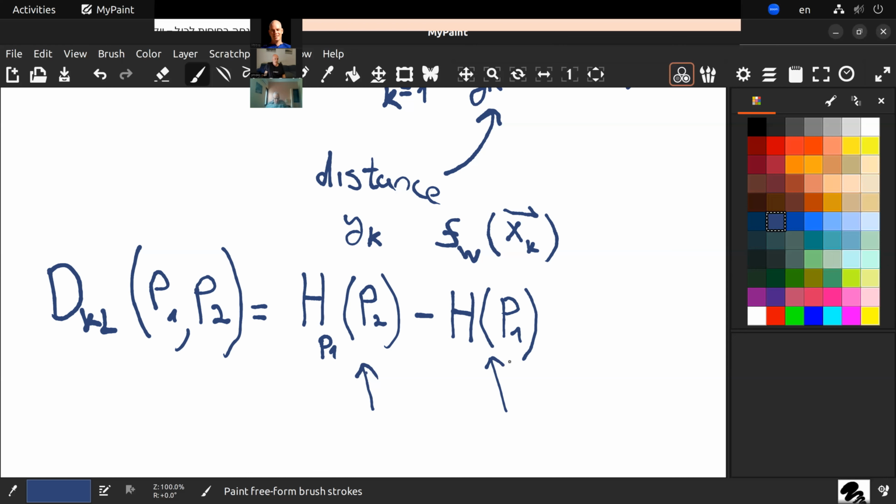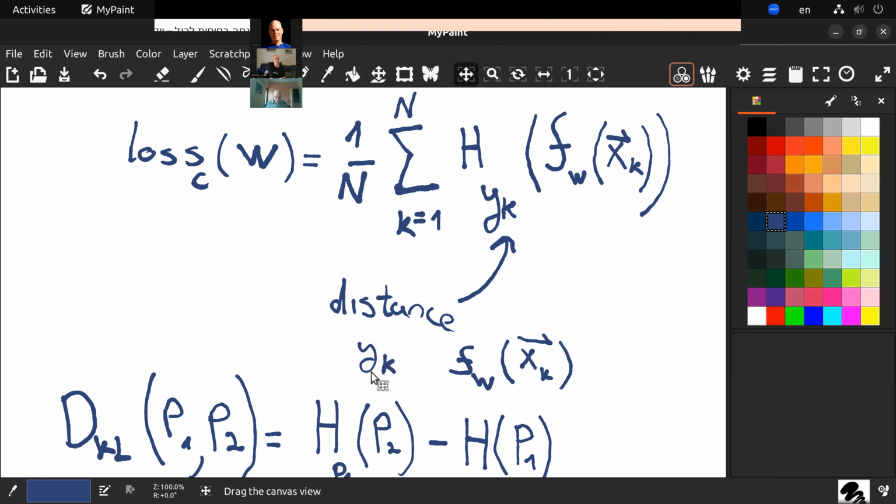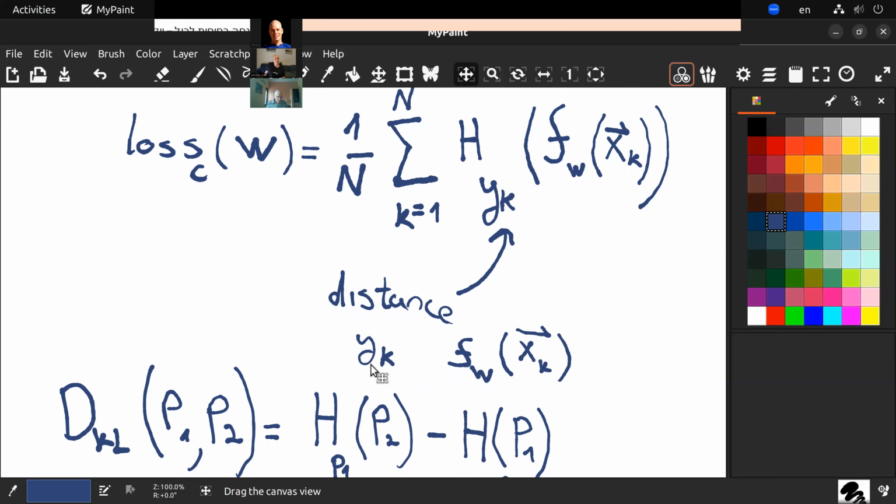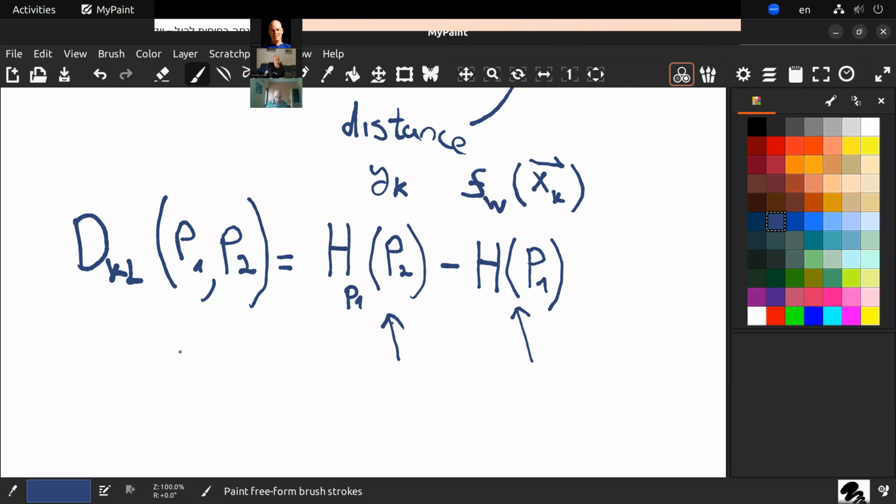Great. And in our loss function, which is P1 and which is P2, actually we are dealing with the distance DKL of YK and F of W of XK, right?